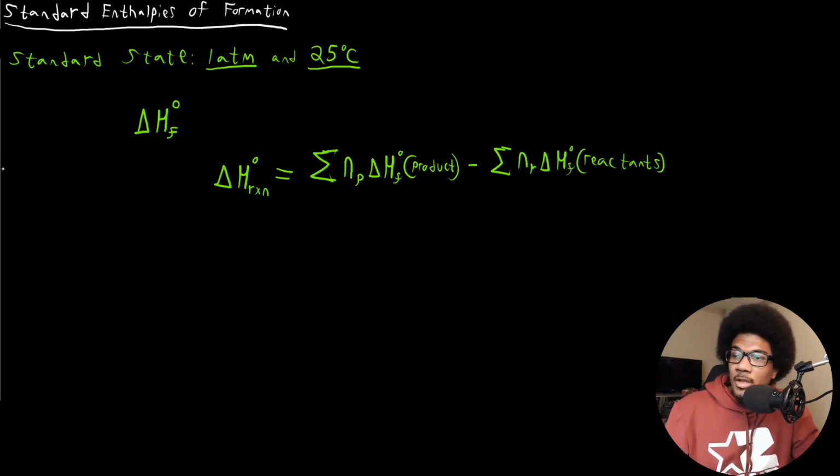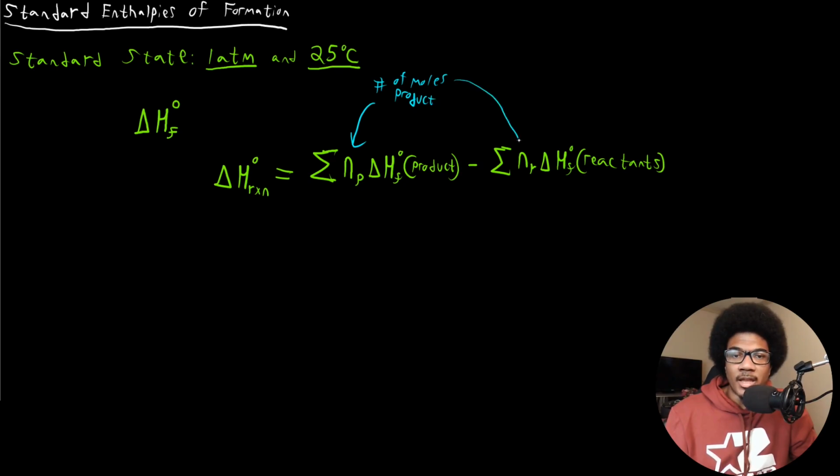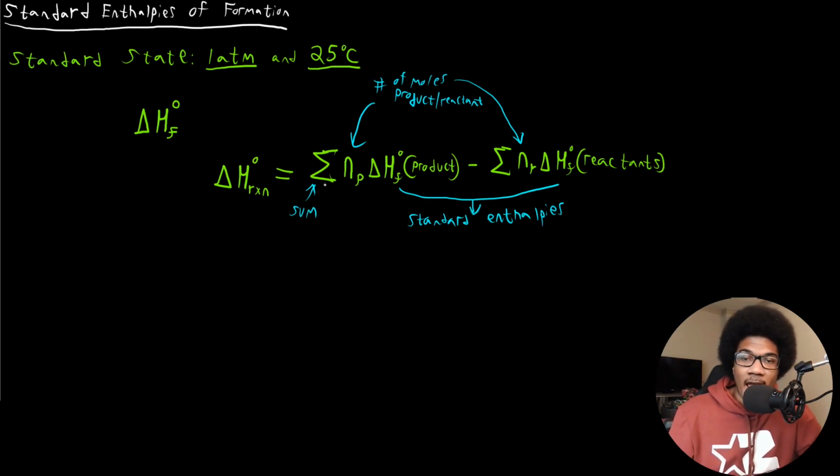So let me annotate this for your notes. This is the number of moles of product. And obviously this one is the same for the reactants, so number of moles for the product or the reactant. And these are the enthalpies of formation, specifically the standard enthalpies of formation. And then this is just a sum, so just saying you're going to add up the enthalpies for all the products and then add up the enthalpy of formation for all the reactants. And you're going to subtract those two, and that'll give you the enthalpy of a reaction under standard conditions.